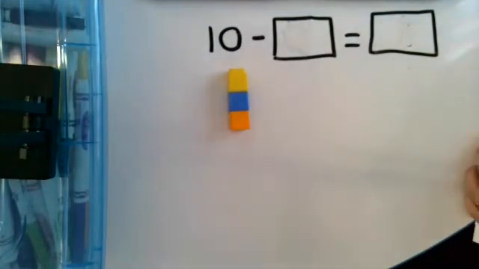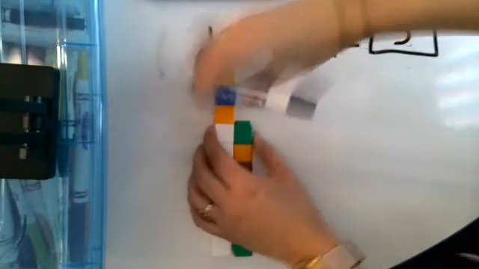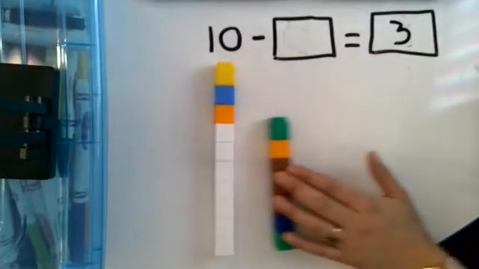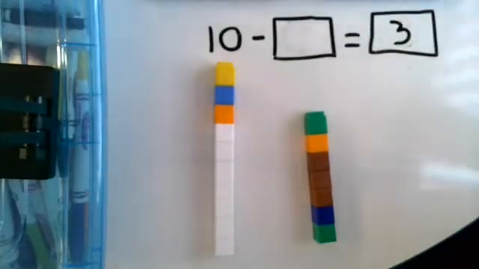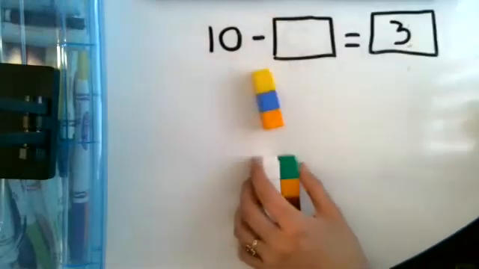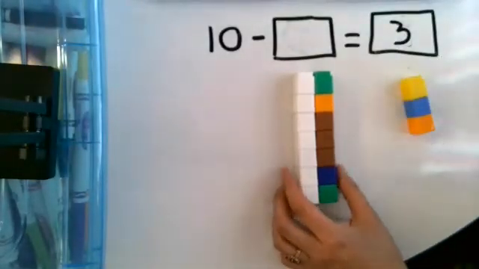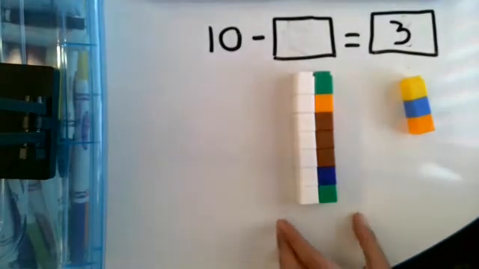How many are we going to end up with at the end, everybody? 3. So how many are we taking away then? 10 minus something equals 3. How many are we taking away? We're going to end up with 3. I hear some numbers. What is it, everybody?